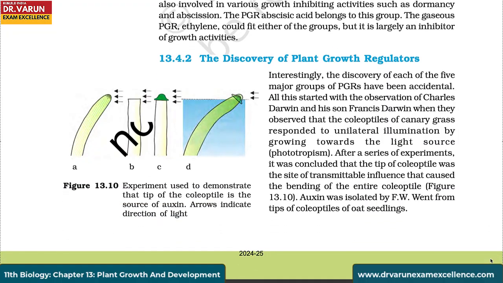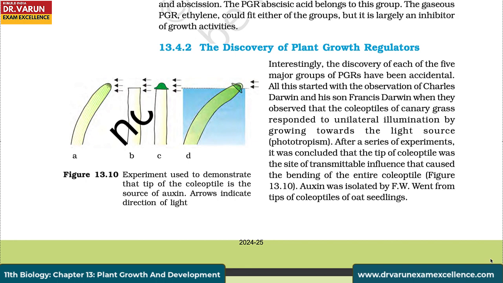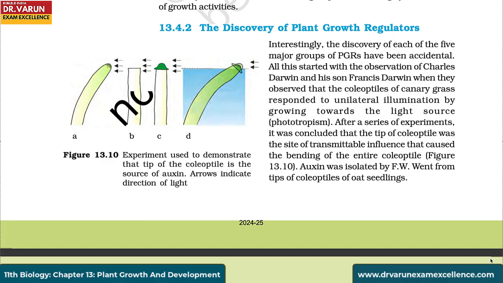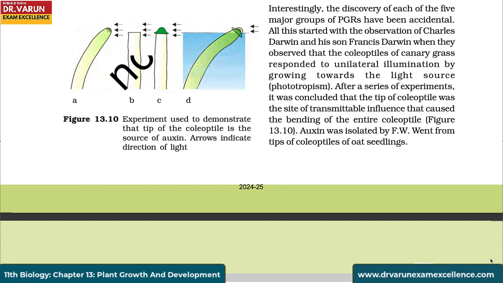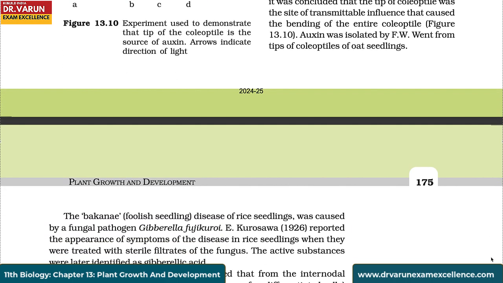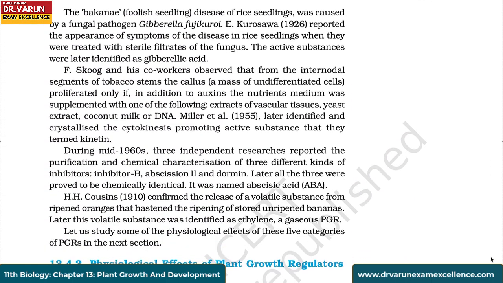The discovery of plant growth regulators. Interestingly, the discovery of each of the 5 major groups of PGRs has been accidental. All this started with the observation of Charles Darwin and his son Francis Darwin when they observed that the coleoptiles of canary grass responded to unilateral illumination by growing towards the light source, phototropism. After a series of experiments, it was concluded that the tip of the coleoptile was the site of transmittable influence that caused the bending of the entire coleoptile. Auxin was isolated by F.W. Went from tips of coleoptiles of oat seedlings.